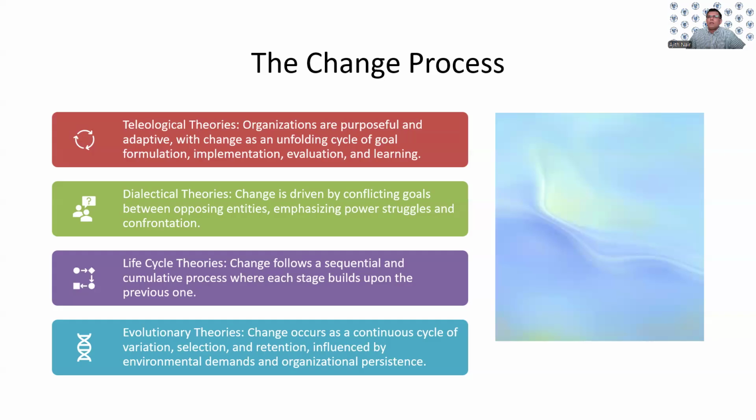Now it's a global entertainment streaming giant. They continuously adapted to technology changes and consumer demands. Here, change was gradual and responsive, driven by environmental pressures, competition, and long-term sustainability. So each of these change theories offers a unique lens to understand how transformation unfolds in organizations. Teleological theory emphasizes goal setting and learning. Dialectical theory focuses on conflict-driven change. Life cycle theory follows very structured and sequential stages. Evolutionary theory describes a gradual adaptation towards the change.